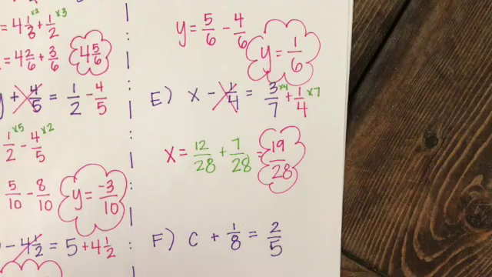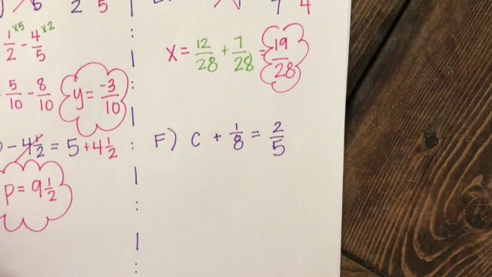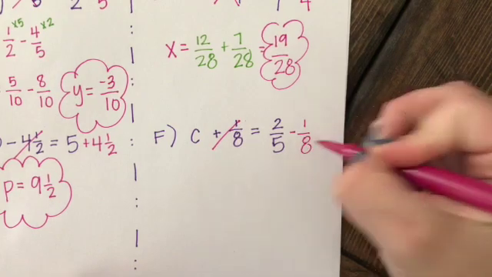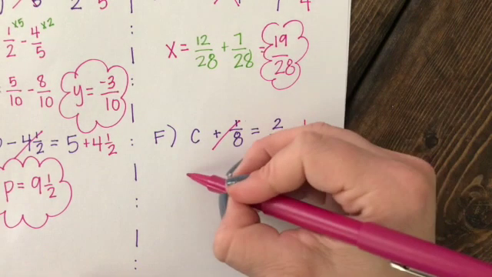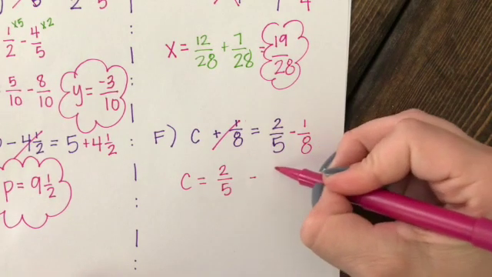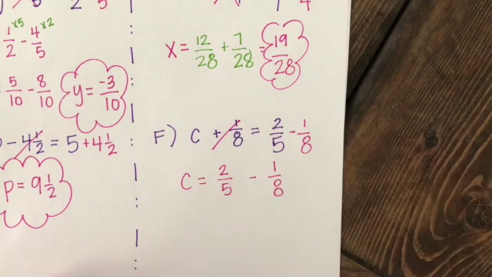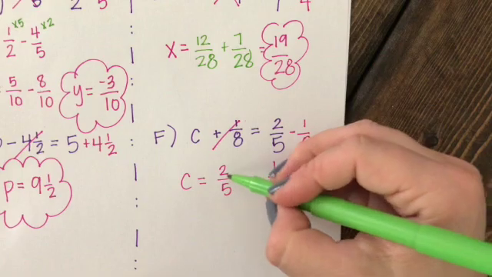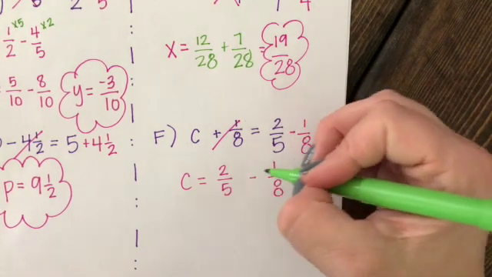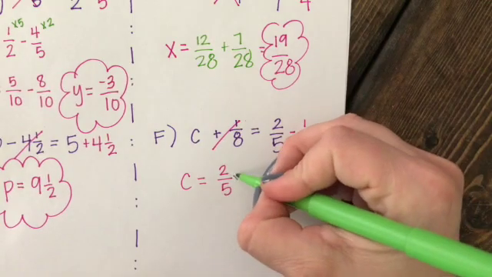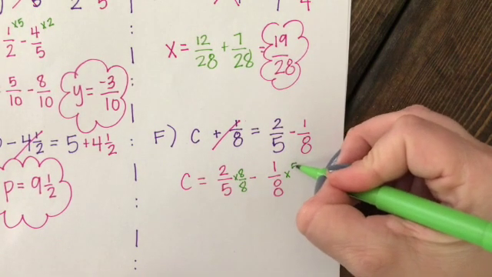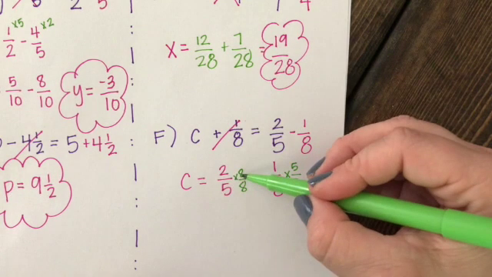Okay, and then the last one, I have C plus an eighth equals 2 over 5. So I'm going to go ahead and subtract 1 over 8 from both sides. So I have C equals 2/5 minus 1/8. Okay, and I have enough room so I can kind of explain it a little bit better. So again, the common denominator between 5 and 8 is going to be 40. So I'm going to multiply this one by 8 over 8, and I'm going to multiply this side by 5 over 5.